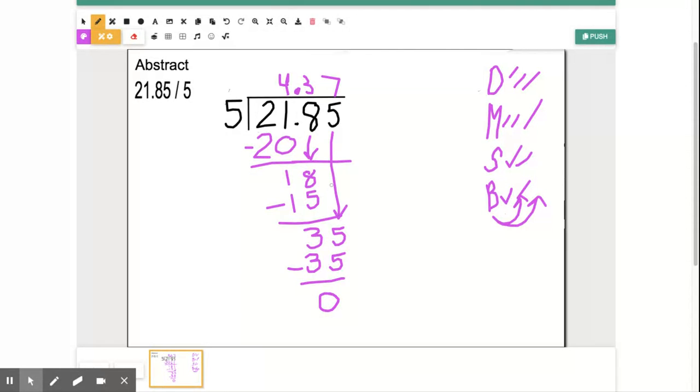So that means I'm done. There's no other numbers that I need to bring down. I am done. 21 and 85 hundredths divided by 5 is 4 and 37 hundredths.